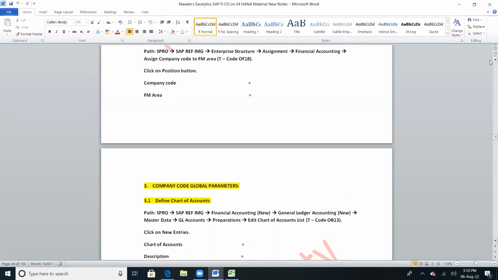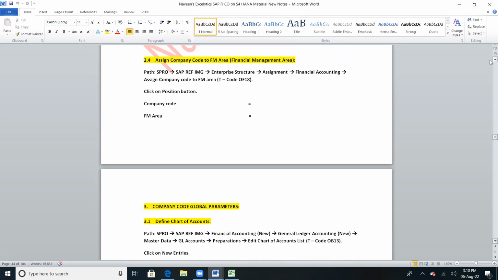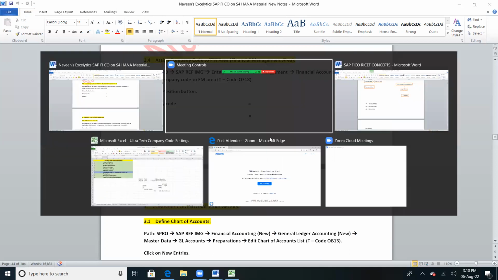Profit center, that's what I said, right? That we are going to cover at the end. And we have seen how to unlock the screens also if it is locked, with the T code SM12. So we have seen the last assignment was assign company code to FM area, right? So today we are going to see company code global parameters.